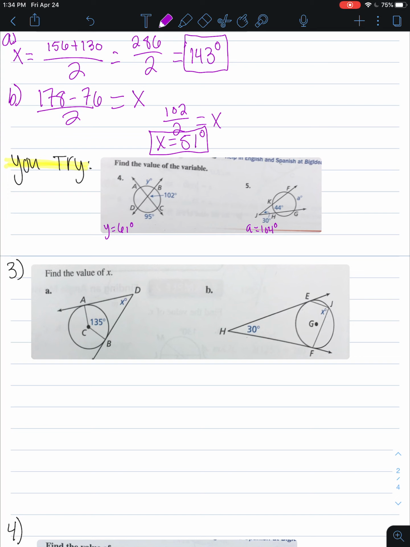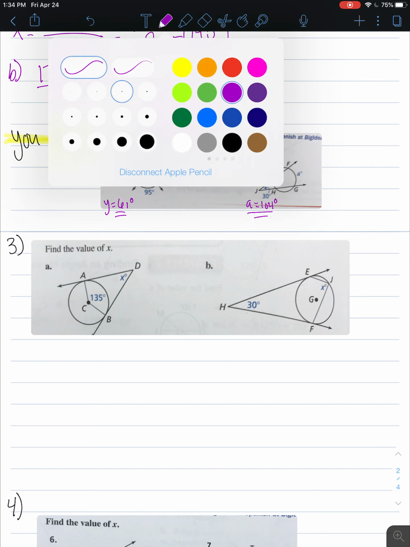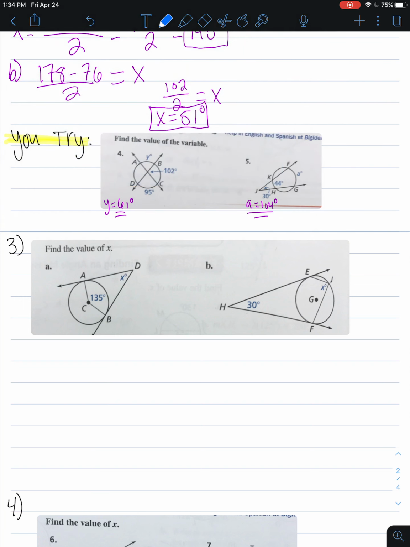Okay, now here's some other examples that you could try. I think, actually, maybe we'll do these ones together. I think these will probably be good ones to practice together. But the answers are right here, so we can make sure that we get to the right spot.